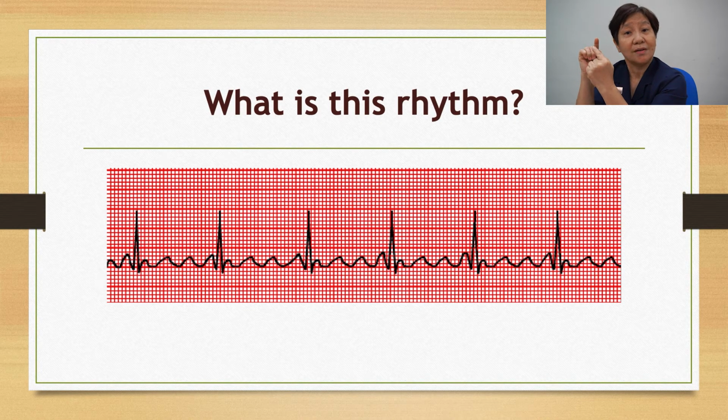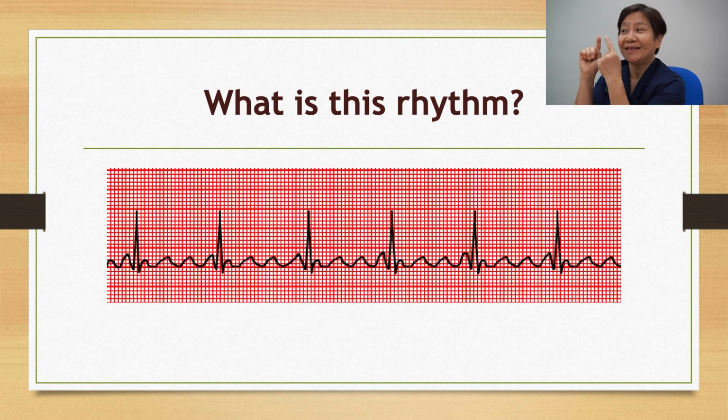But if your AV node allowed a rate of 300 beats per minute to go through to your ventricle, what do you think about the patient? Can the patient survive at a rate of 300? Then the patient might have VT. The patient might die, okay? So the job of our AV node is so fantastic. It acts like a traffic controller.